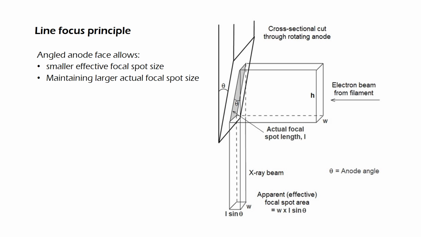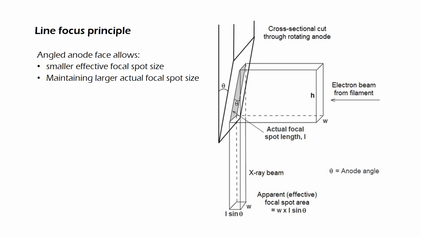The shaded area on the anode surface indicates the focal spot. The length of the focal spot, L, where the electrons hit the anode is determined by the height h of the electron beam, which in turn is dependent on the length of the cathode filament and the anode angle theta. The larger the anode angle, the greater the focal spot length.